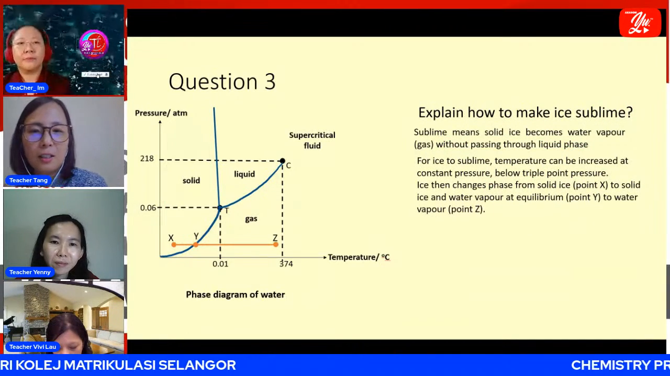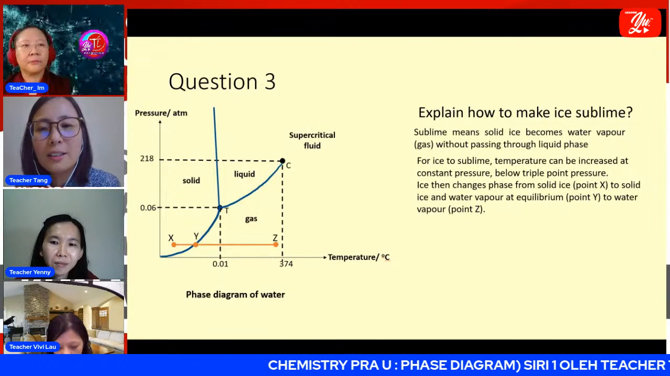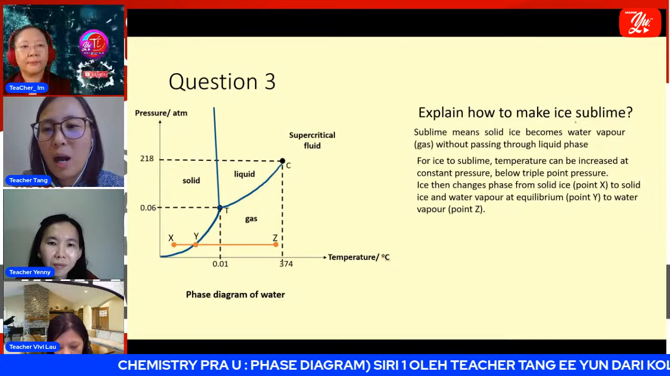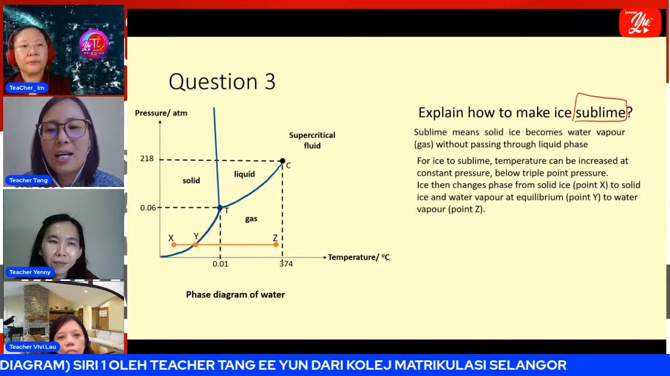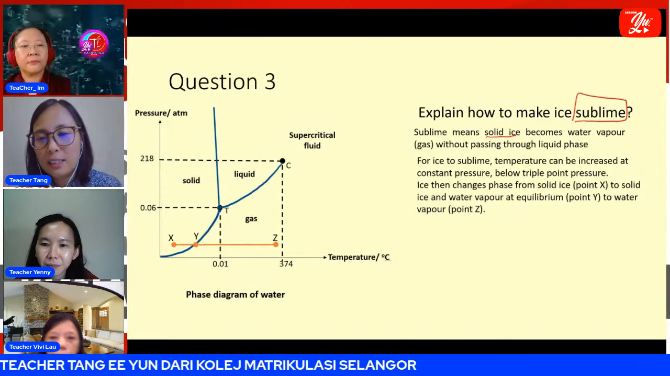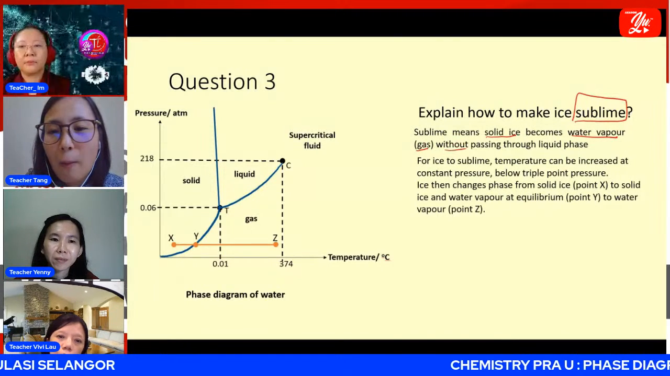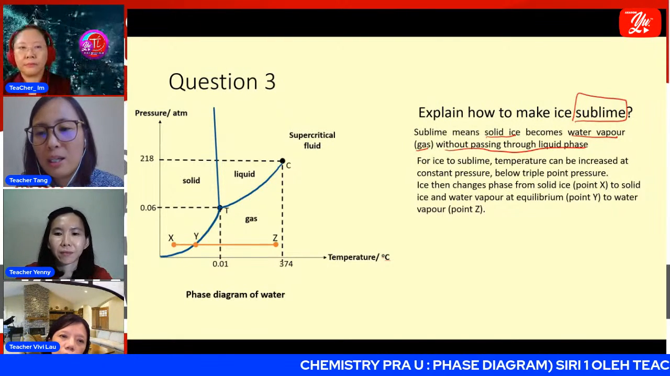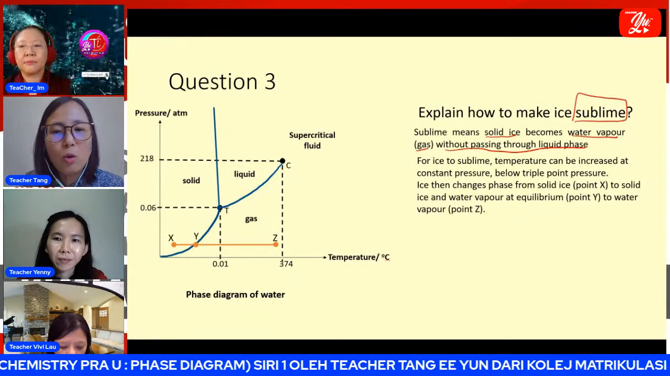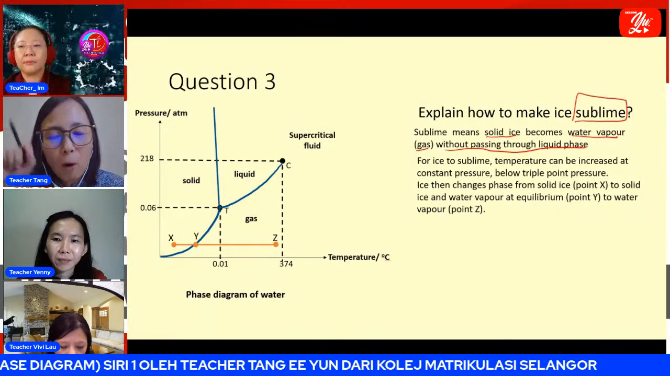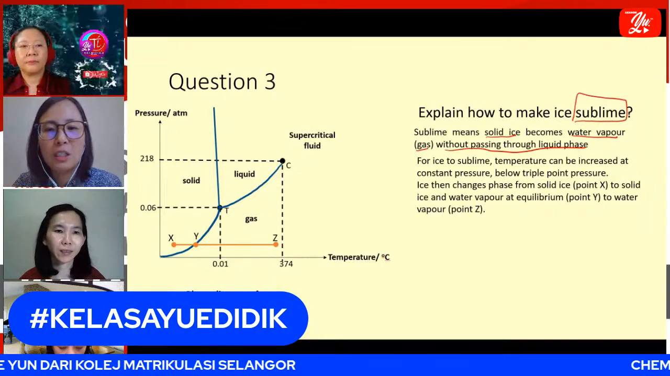And if the question is an essay question, this is how you answer it. First you need to explain what sublimation is. Sublimation of ice basically means that the solid ice is changing to become water vapor, the gas, without passing through liquid phase. So that means any point below the triple point pressure can be your initial condition.